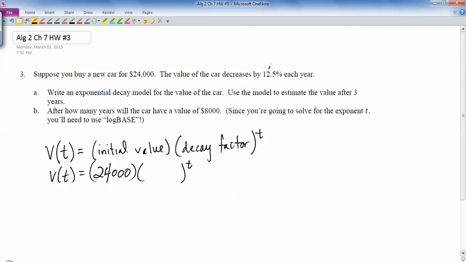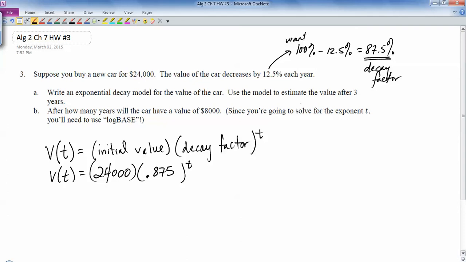What you really want, you need to think of it as you want 100% minus 12.5%. So what you really want is 87.5% of the car's value. So that's how you're going to figure out what the car is worth each year. So this right here is going to be the decay factor. So that right here is going to be 0.875 if we convert it to a decimal. I want 87.5% of 24,000 because that's what's left for the car's worth each year.